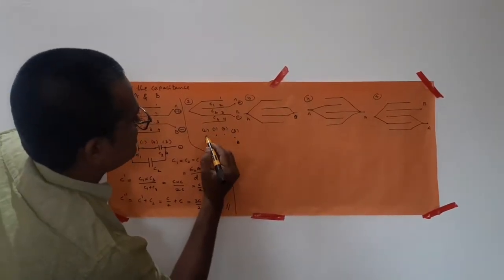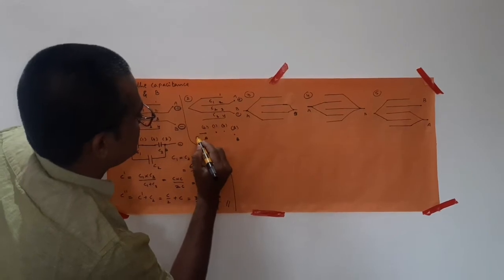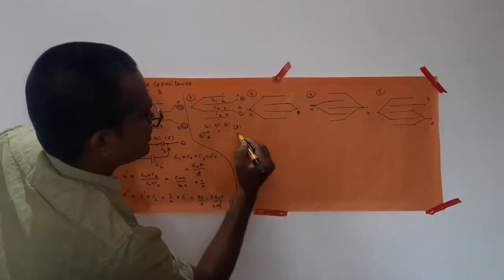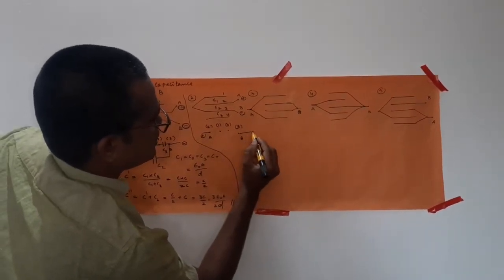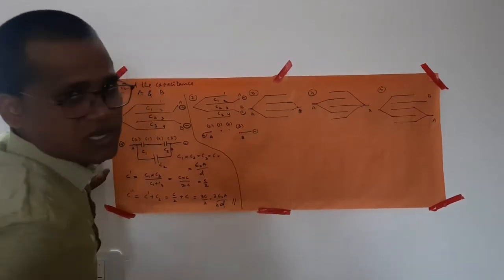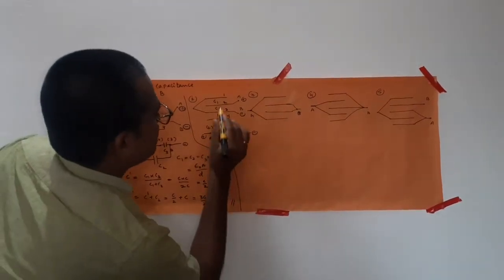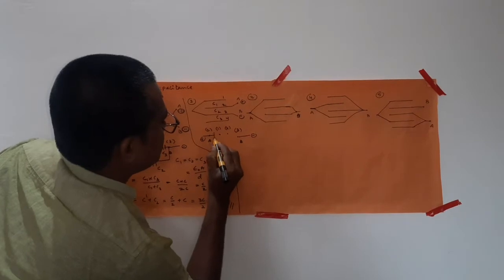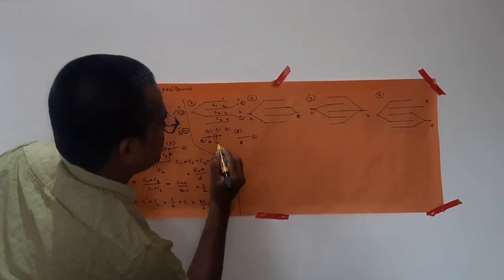Where is 1? Here is 1, here is 2. This has been connected to the positive of the battery, and this is connected here to the negative of the battery. That is, the imaginary battery is connected there. Now between 1 and 2, as I told, one capacitor is there, that is C1.